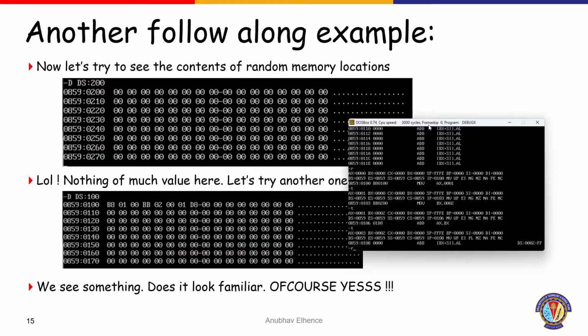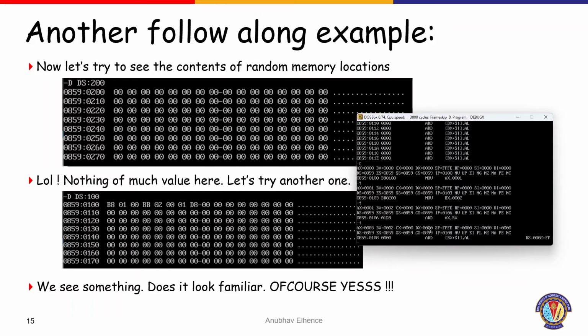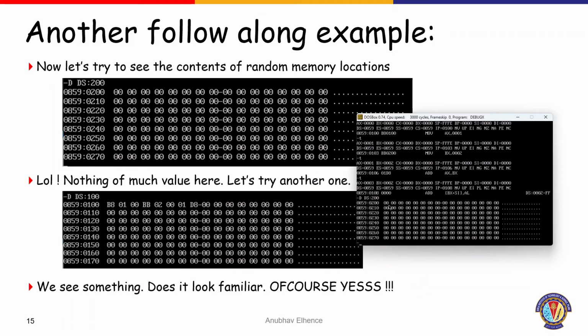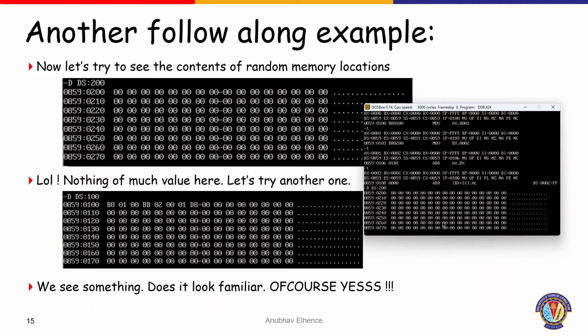Another follow along example. So now let's try to see the contents of the random memory locations. To see the content of the memory, we have to use the D command, the display command, and the range of memory which we want to see, we can just specify it in the same segment colon offset format. So let's see this 859 colon 0200. As obvious, it will be all zeros because nothing has been put here, just a complete refreshed memory. So nothing is here, nothing of much value. So let's try another one, and this time ds colon 100.